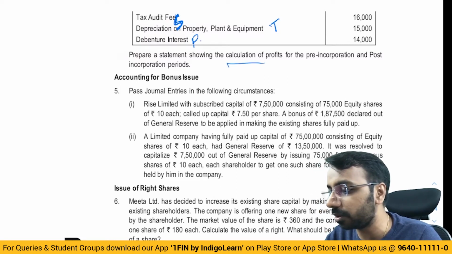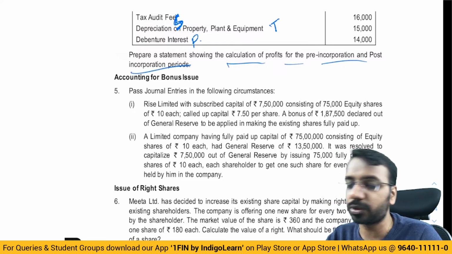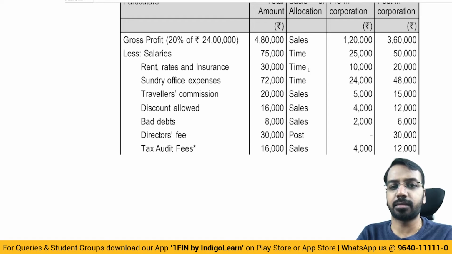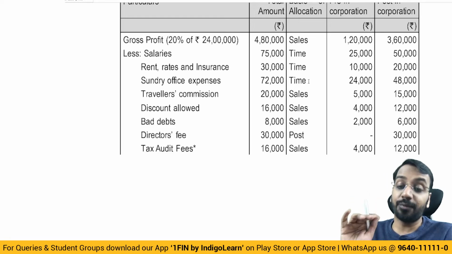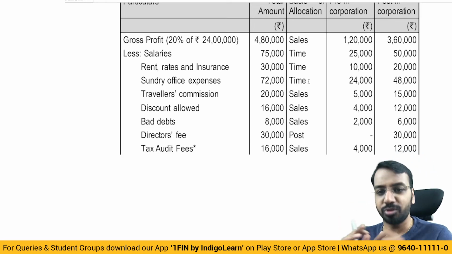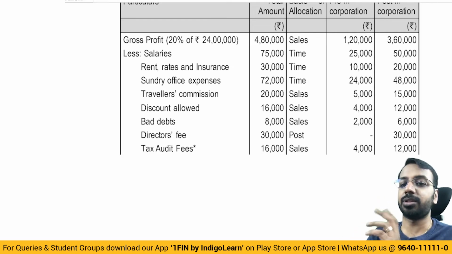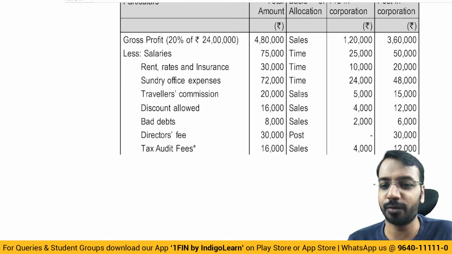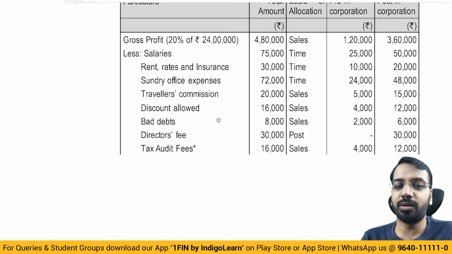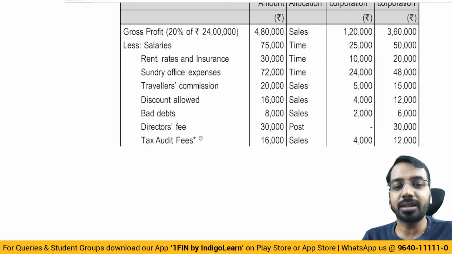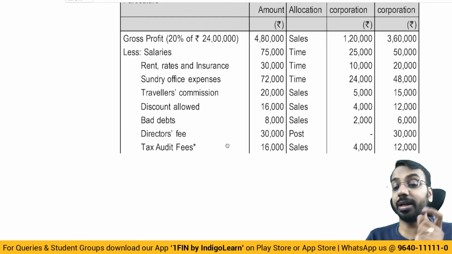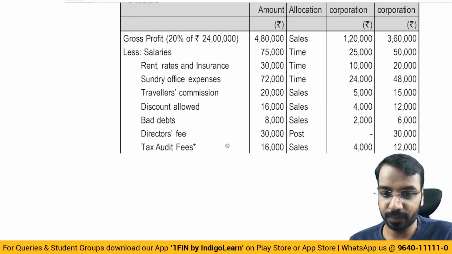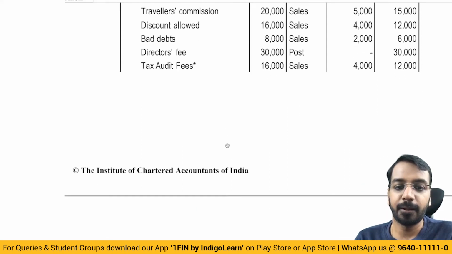Prepare a statement showing calculation of profits for the pre-incorporation and post-incorporation. So, very simple, nothing complicated. Right, so rent, rates and taxes time, sundry office expenses time. If you cannot allocate something based on sales, you allocate it based on time. Travellers commission sales, assuming this is for salesman travel, okay, and generally travellers commission will be for that only. Then discount allowed is obviously sales, bad debt is sales, director's fee is post, tax audit as I told you is based on sales because tax audit is determined based on the turnover, that is why it is based on sales, okay.